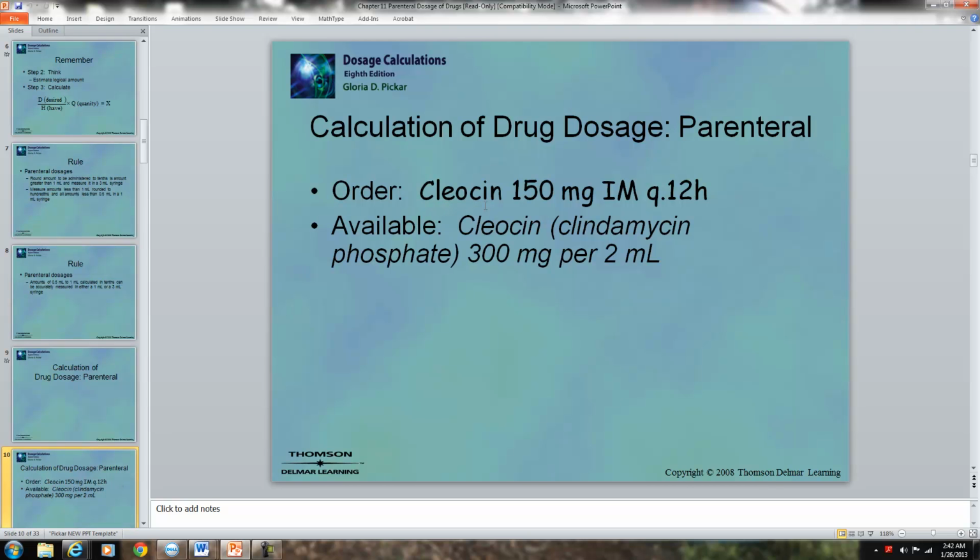The doctor has ordered Cleocin 150 milligrams in the muscle every 12 hours. What you have available is Cleocin, which is clindamycin, 300 milligrams per 2 milliliters. Now, think. The doctor wants him to have 150 milligrams. You've got 300 milligrams per 2 milliliters. So you have twice the strength that the doctor wants.